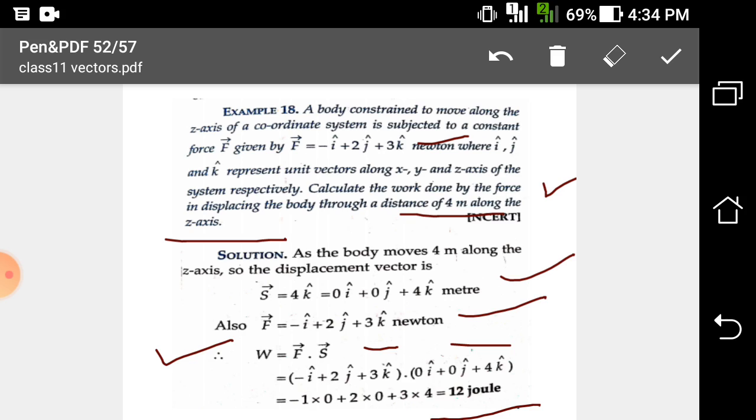If the angle is given to you, then you have to use A dot B is equal to AB cos theta. If the angle is not given to you, you have to take the product of the two vectors like ax bx plus ay by plus az bz, because I dot I is 1, j dot j is 1, k dot k is 1.